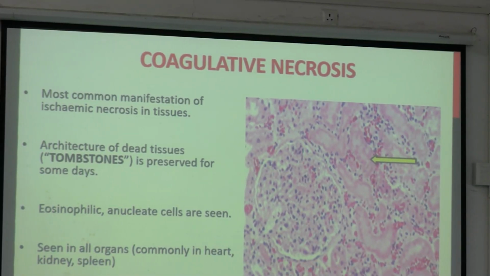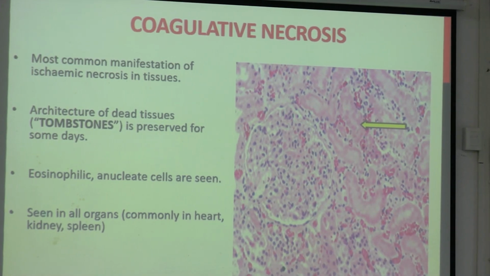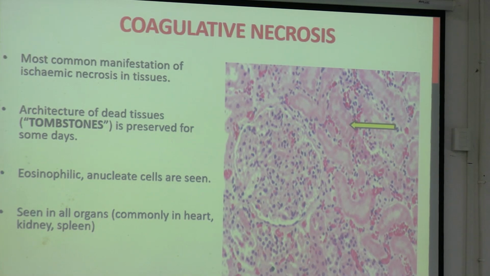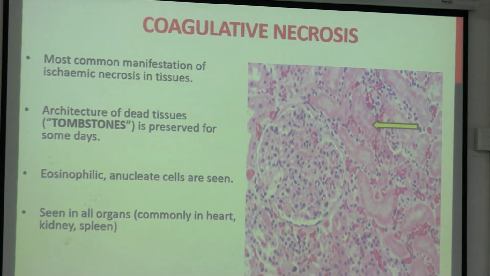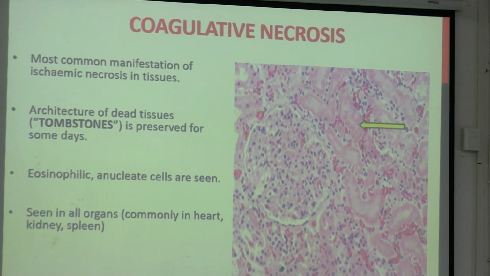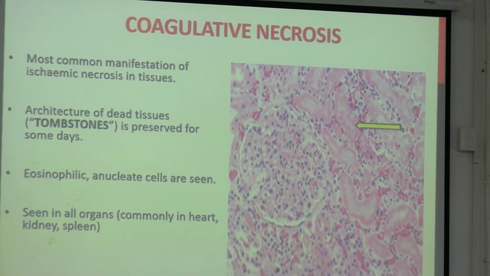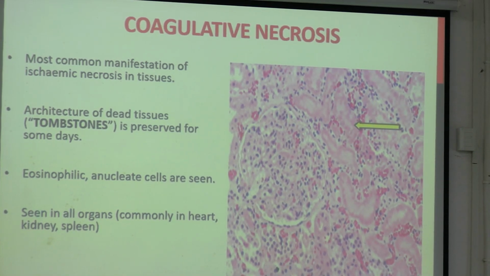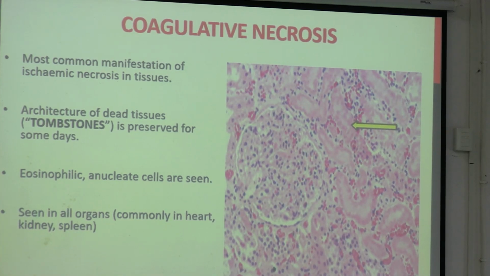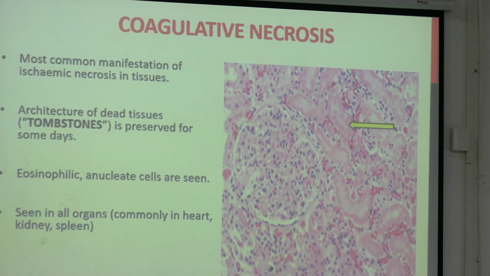It is the most common type of necrosis. Almost in all solid organs, the term is very important, almost in all solid organs, commonly in heart, kidney and spleen, this kind of necrosis occurs. The most important etiology behind this necrosis is ischemia, hypoxia. So hypoxia, ischemia: first oxygen decreases, there will be decreased blood supply, and secondary to decreased blood supply, there will be decreased oxygen supply, so it causes the irreversible cell injury.